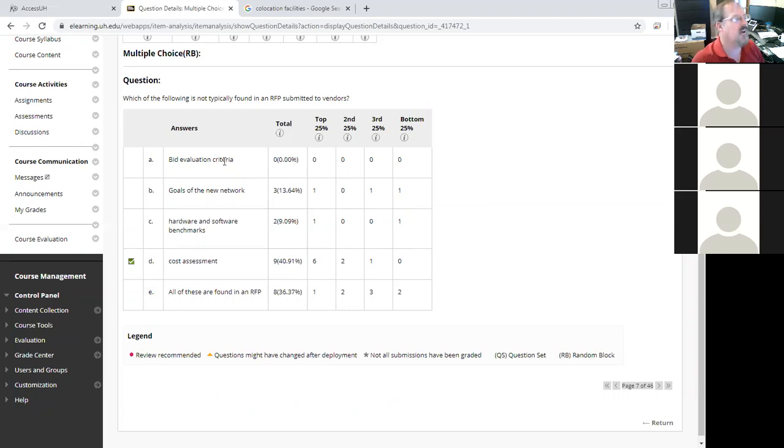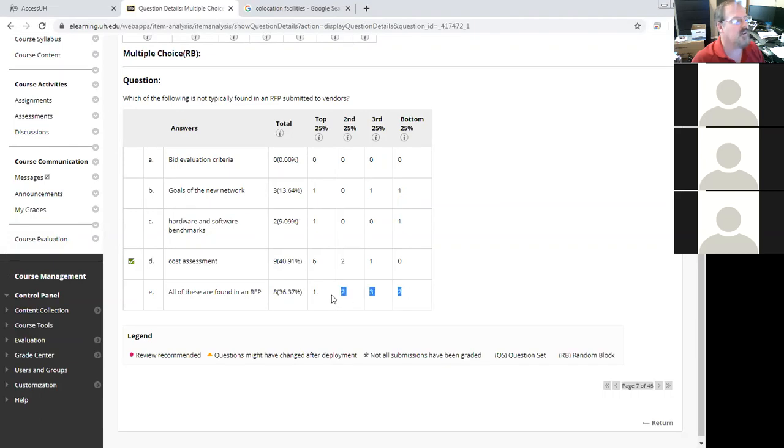are out there. How we're going to choose the winner of the bid, what the goals are of this new network that we're trying to get installed or upgraded, what benchmarks we're looking for, what certain minimum speeds and minimum requirements and numbers of users we're trying to support. And possibly all of these are found in an RFP cost assessment. So that's kind of a tricky question that a lot of people miss, but that was the answer on it.